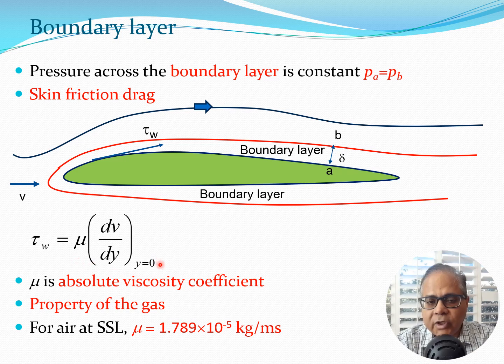So mu is the absolute viscosity coefficient. This is a property of the gas. So if we are considering air at standard sea level, then mu is equal to 1.789 times 10 to the power minus 5 kg per meter second. So just like we have density of air, we also have viscosity of air as a fundamental property.